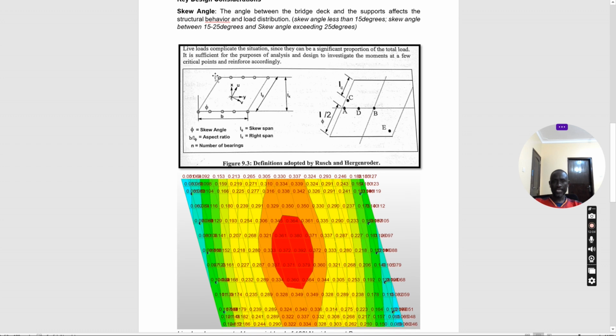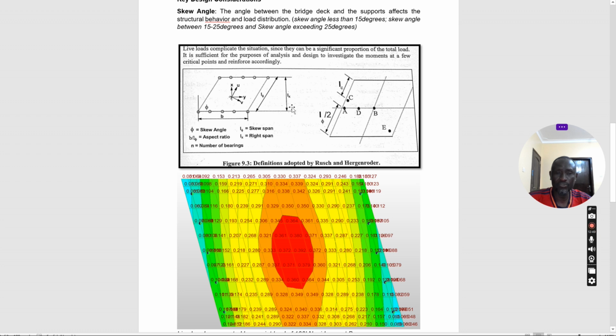Now you see from the literature, live loads complicate the situation since they can be a significant proportion of the total load. It is sufficient for the purposes of analysis and design to investigate the moments at a few critical points and reinforce accordingly. So reinforcement also has to go according to the angle. If your skew angle is within 15 degrees, you may reinforce normally. But as soon as the angle starts changing, there's what we call aspect ratio. We shall look at it later; it will help you understand how to align your reinforcement and also detail it.